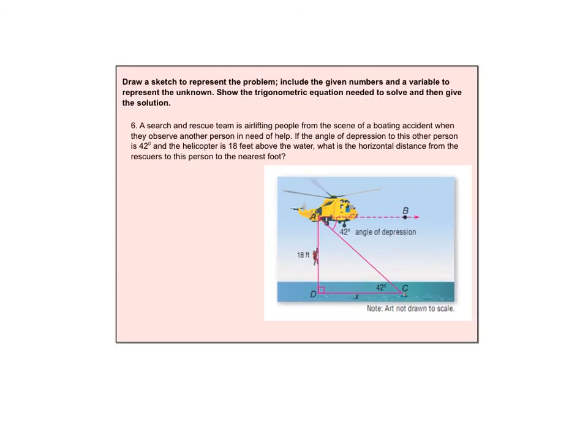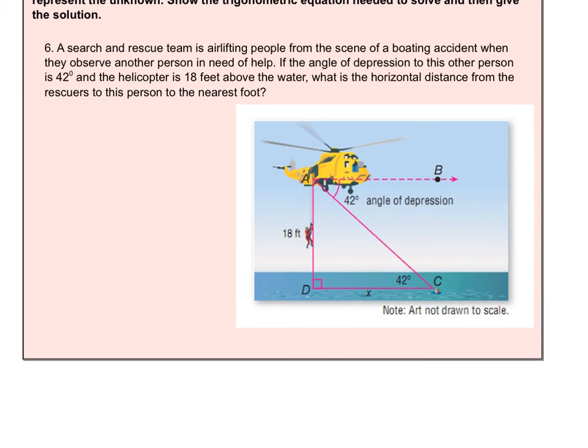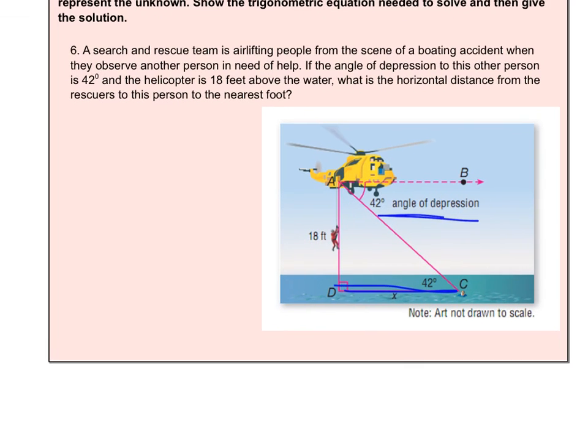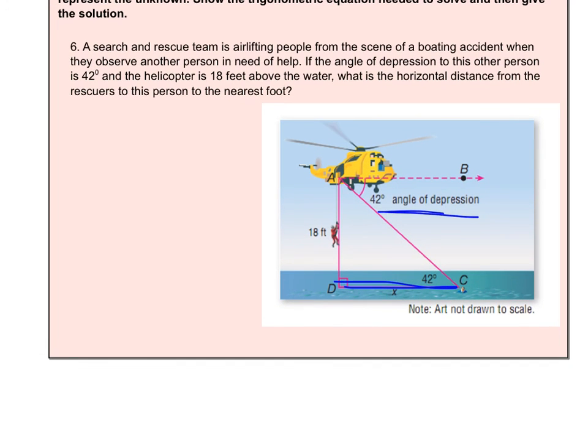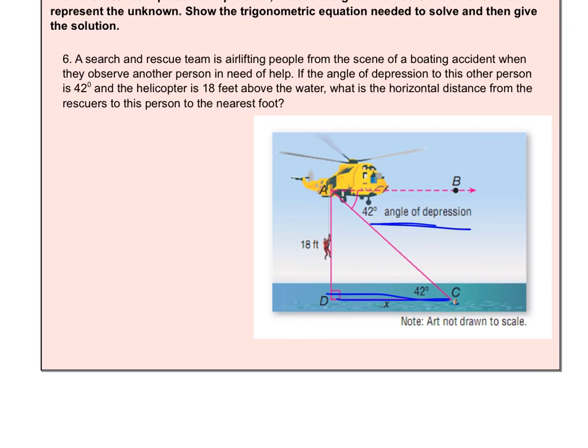Okay, last one. Search and rescue team is airlifting people from the scene of a boating accident when they observe another person in need of help. The angle of depression is 42 degrees. The helicopter is 18 feet above water. What is the horizontal distance to the swimmer? So this one you guys should be able to set up. So we're just going to go tangent of 42 equals 18 over x. These two switch places.